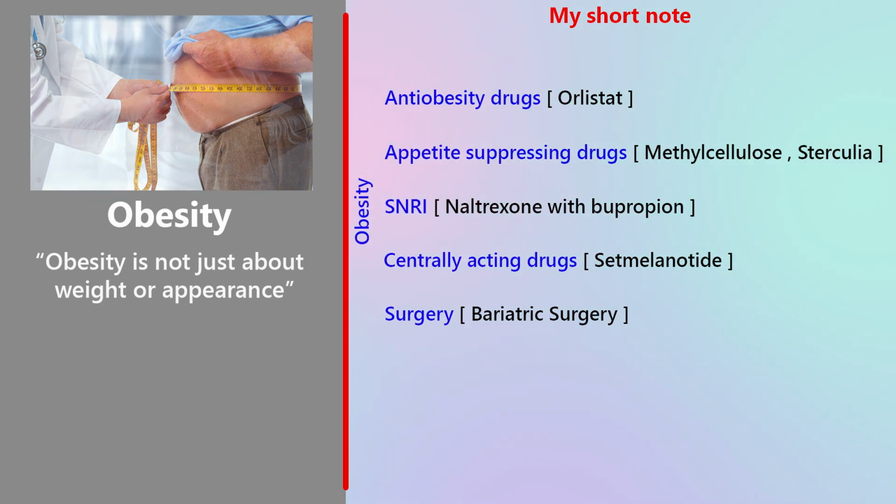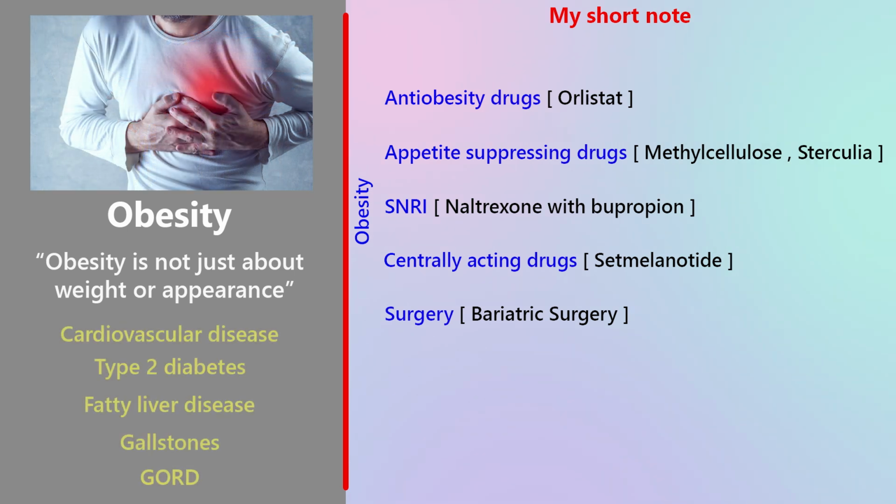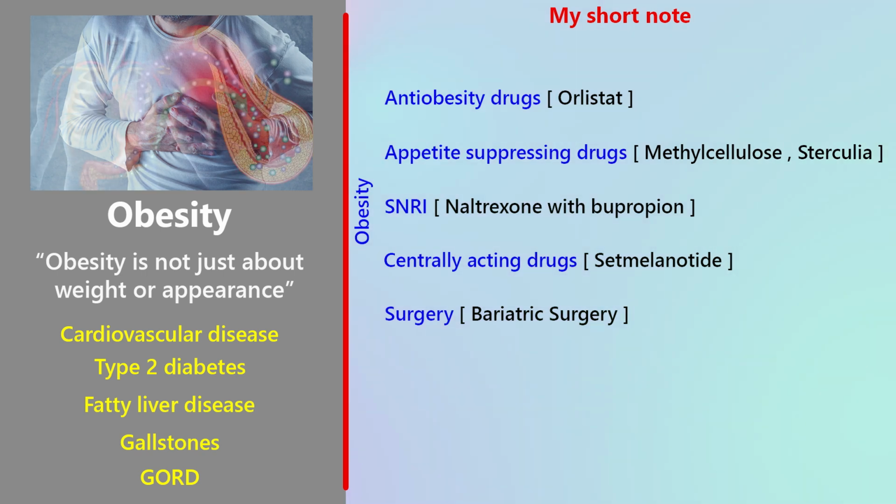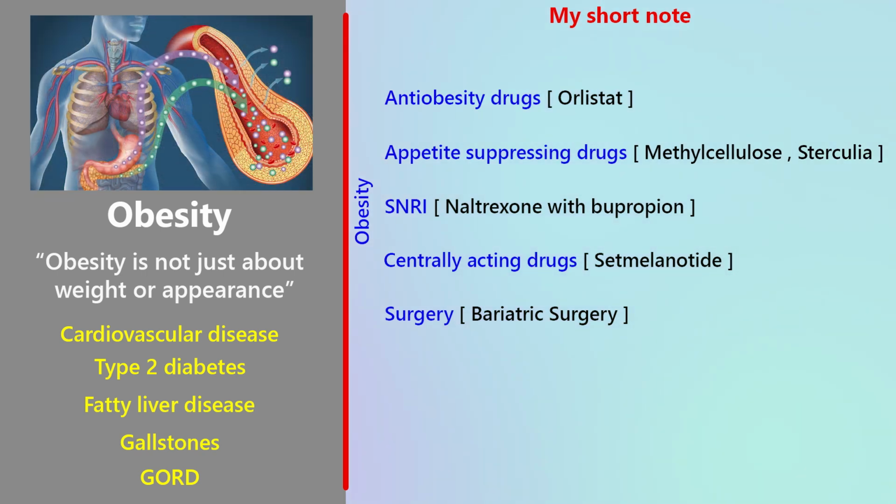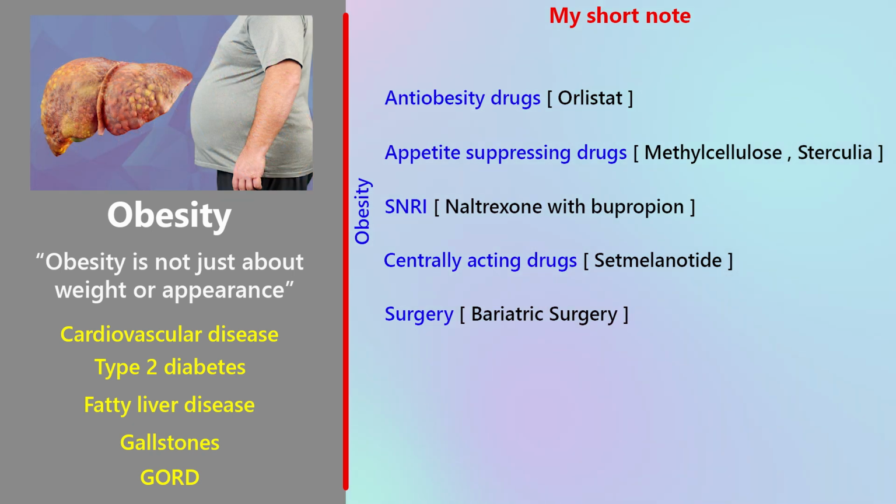When a patient is obese, their risk of developing cardiovascular diseases increases significantly. That includes conditions like heart attacks and strokes. At the same time, obesity is one of the strongest risk factors for type 2 diabetes, mainly because excess body fat causes insulin resistance. Obesity is also strongly linked to fatty liver disease, where fat accumulates inside the liver cells, eventually leading to inflammation and fibrosis.